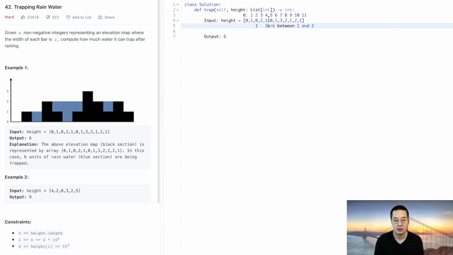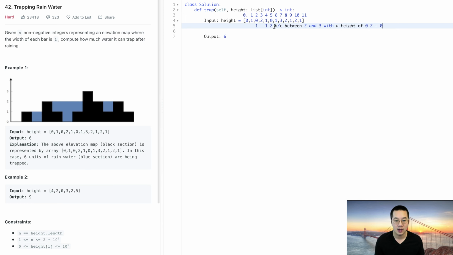Between 2 and 3, with a height of 1, 2 minus 1. So that's why we have 1 here. This 0 has a value of 2 because it is between 2 and 3, and it has a height of 0, so 2 minus 0.